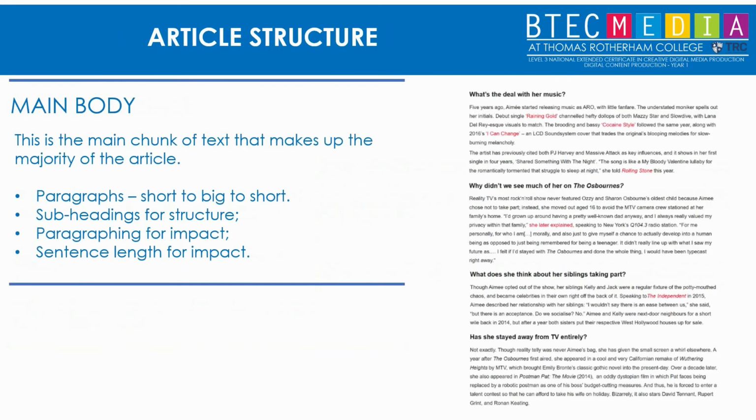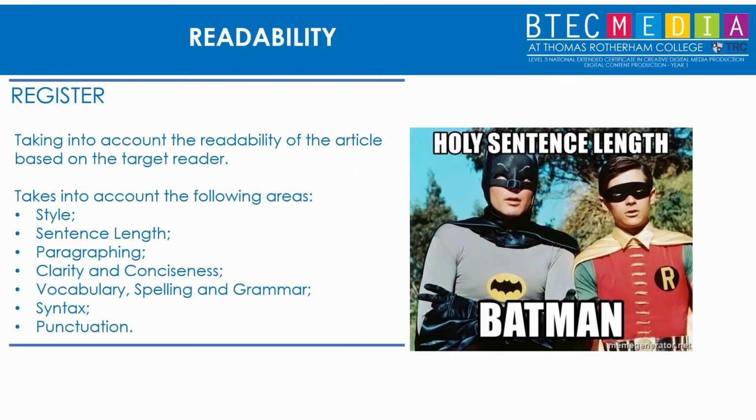So register is a nice simple one. Register is the idea that when you're writing an article, you need to put a lot of consideration into who you write the article for, and make sure that the way you write it is suitable for that audience. But we're not just talking about the language that you might use or the vocabulary. Yes, that is still very important, but we're also looking at things like the style.